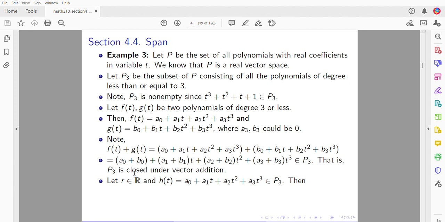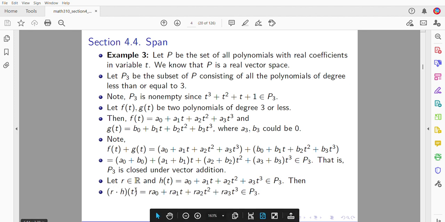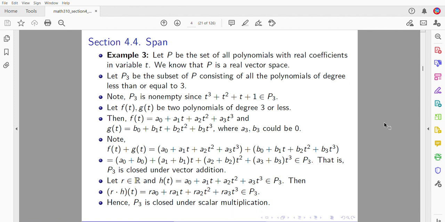Suppose you take r any real number, h any polynomial. Then r times h is r a0, r a1 t, r a2 t squared, r a3 t cubed. That's also a polynomial of degree 3 or less. Therefore, P3 is closed under scalar multiplication. So what have we shown? P3 is non-empty, it's closed under vector addition, and it is closed under scalar multiplication. So this means P3 is a subspace of P.